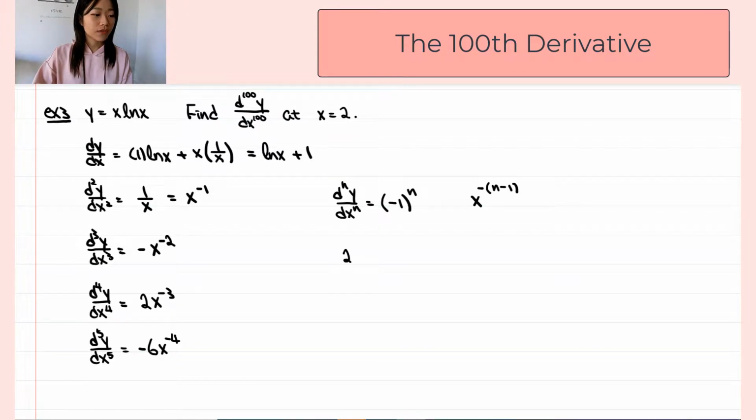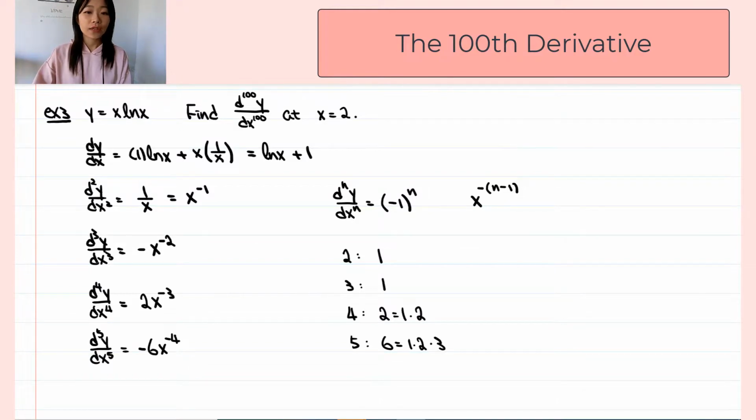Now how about the constant in front? For the second derivative, we have 1. For the third derivative, we also have 1. For the fourth derivative, we have 2, which is 1 times 2. And for the fifth derivative, we have 6, which is the constant from the fourth derivative, times 3.